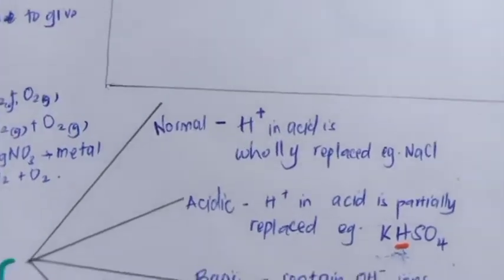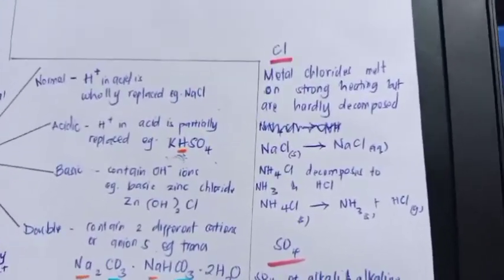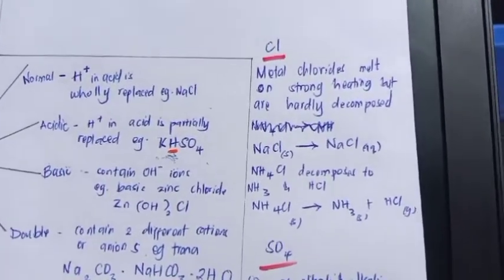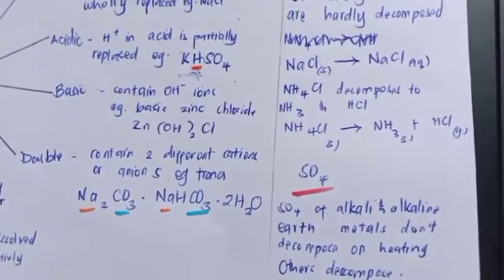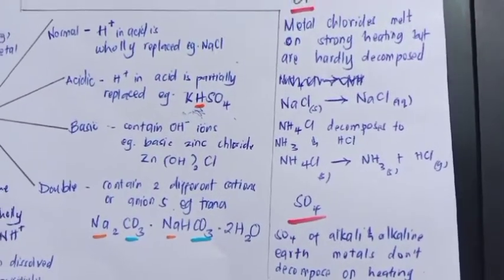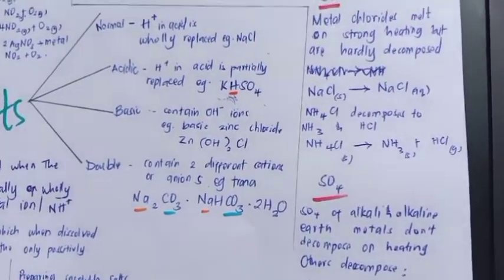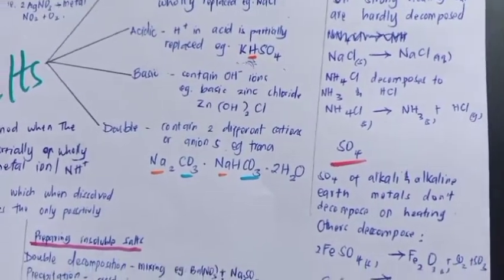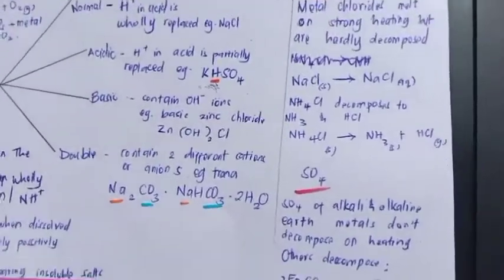Then let's go to effect of heat on chlorides. Metal chlorides, most of them don't decompose, they just melt on strong heating. So we have sodium chloride, which is solid. When you heat it, it's going to melt to form aqueous sodium chloride. Then we have ammonium chloride. Ammonium chloride is going to decompose to form ammonia gas and hydrogen chloride gas.